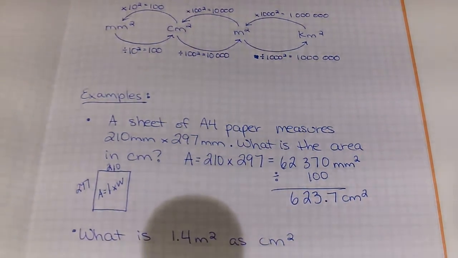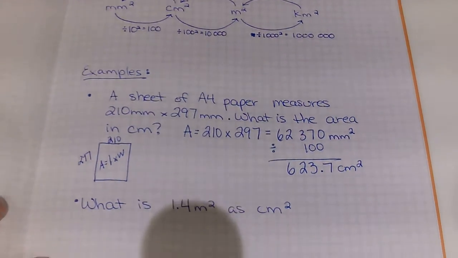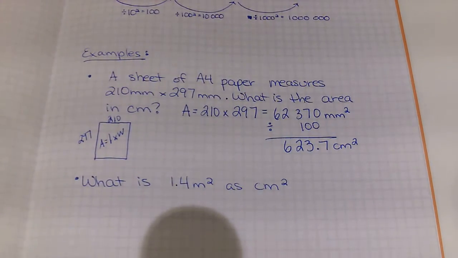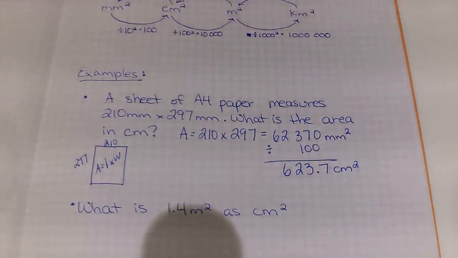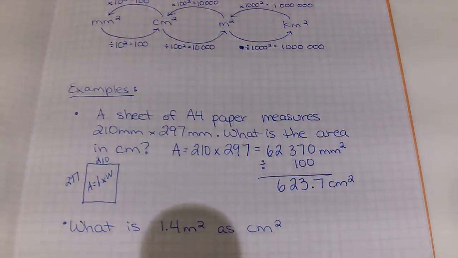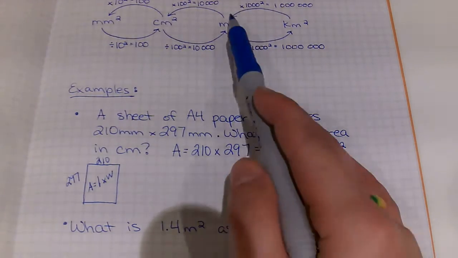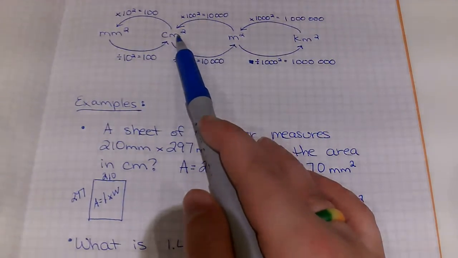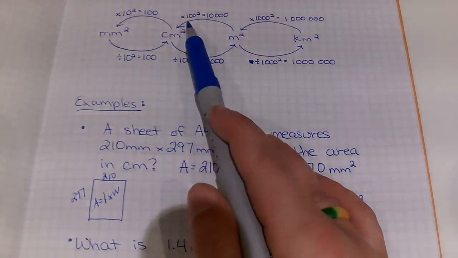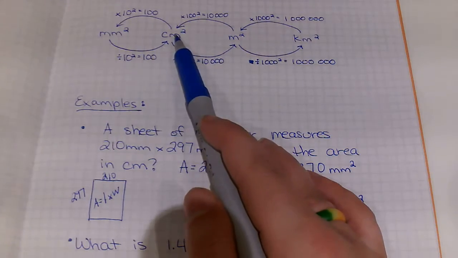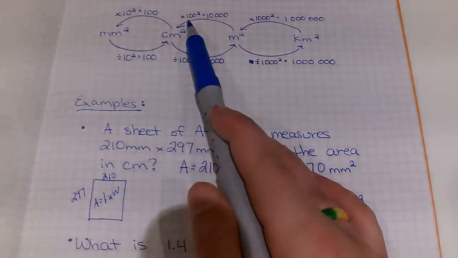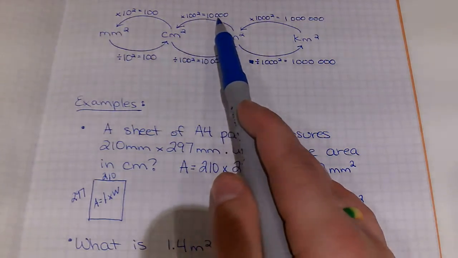Okay, so now let's look at a couple quick conversion questions. Question says, what is 1.4 meters squared as centimeters? So what I'm going to do is go back up to my conversion rates, look for my meters squared. So a meter squared I'm turning it into centimeters, so I'm going back. So normally, if it wasn't area, if it wasn't squared, I'd multiply by 100 because there's 100 centimeters in a meter. But we have to square it because we're looking at area. So 100 squared is 10,000.